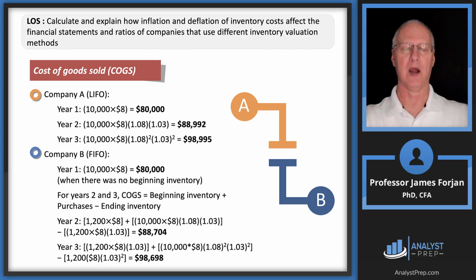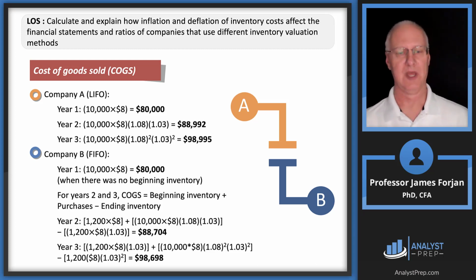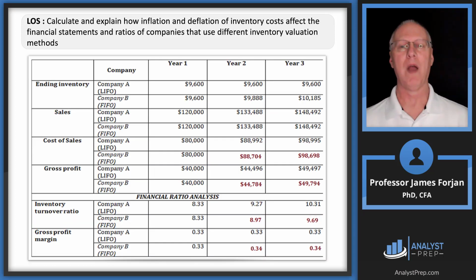So we need to be aware of what's happening here. Notice that our cost of goods sold, depending on which method we choose, LIFO or FIFO, under both scenarios, are rising because we have rising prices, but they're rising at different rates. And so the rising at different rates is going to be important when we get to a couple of different concepts here in a slide or two. I'll tell you about those here in just a second.